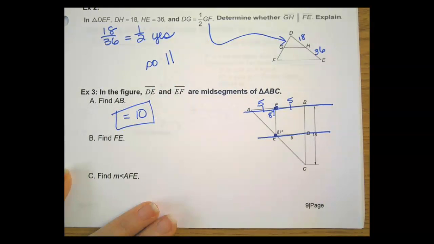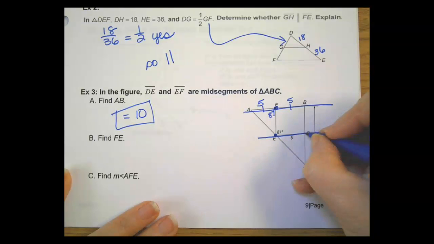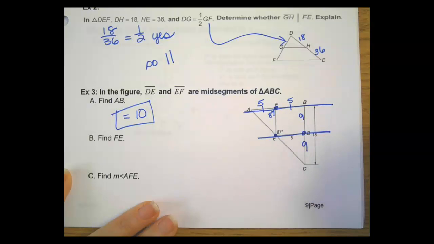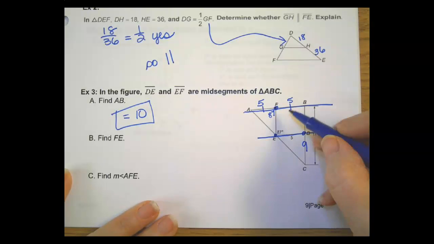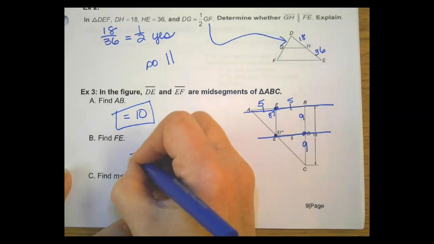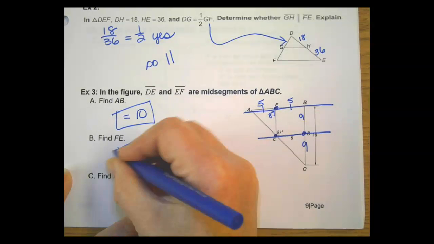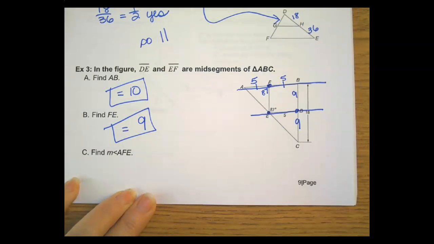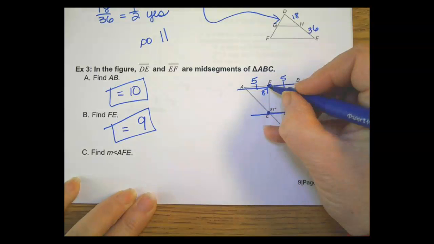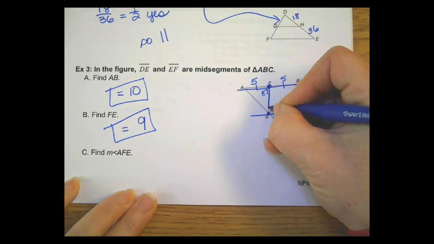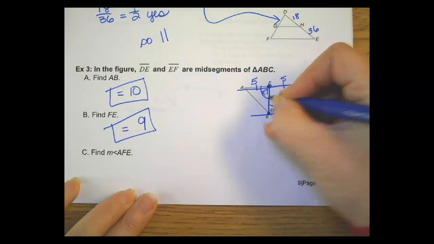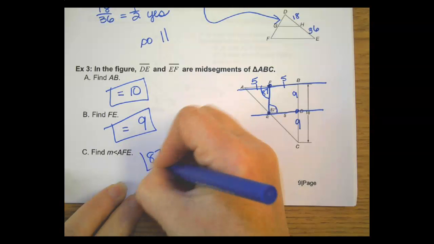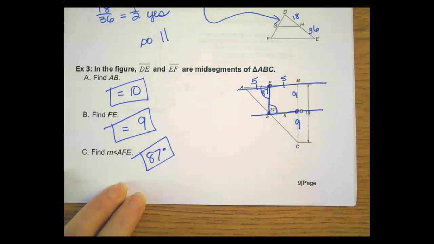Where's F to E? Okay, so this whole thing, this is a midsegment, right? So this is 9, this is 9. What am I trying to find? F to E would also be 9. Okay. A, F, E. Oh, I already did it. Because parallel, this and this is like the transversal, so that's also going to be 87 degrees. Don't you wish your assignments were always this easy?